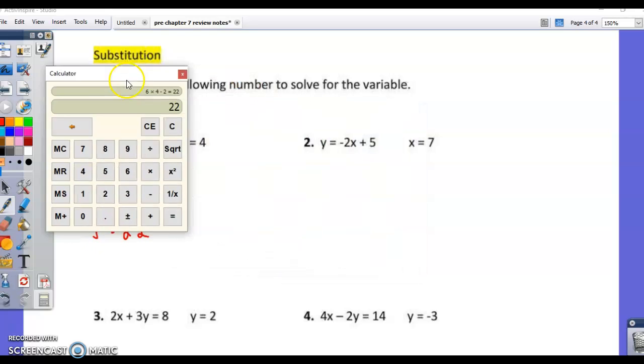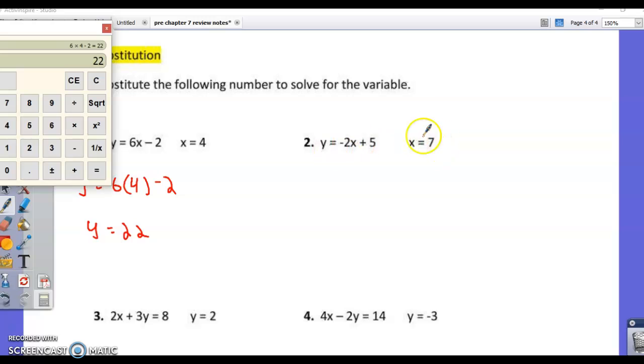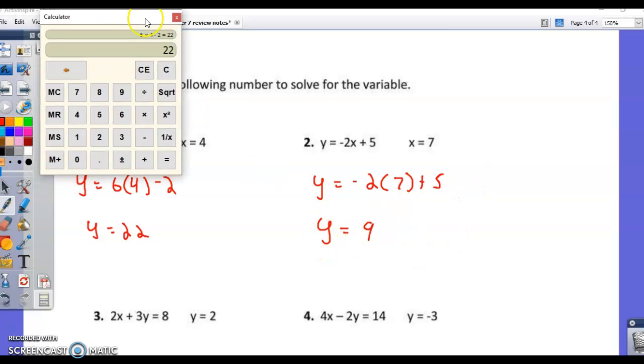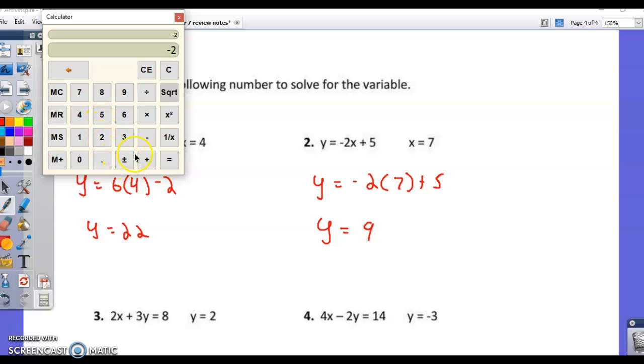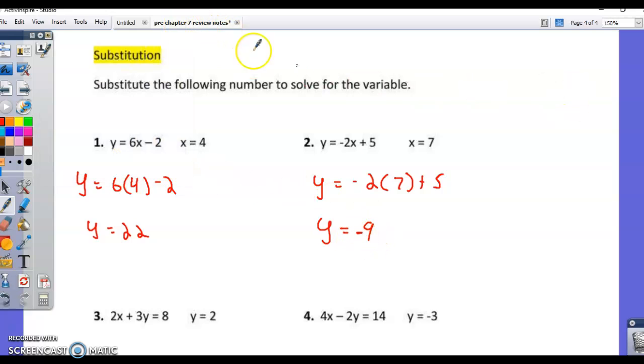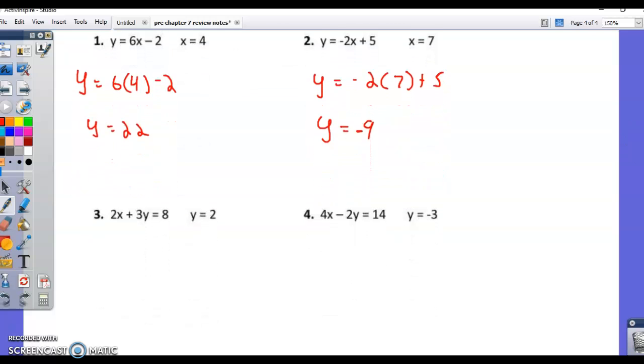All right, so you're substituting it in parentheses each time you see it, and these are, again, pretty basic to start. And then type it in as you see it. This will be negative 14 plus 5, which will give us positive 9 as we type that in. So again, negative 2 times 7 plus 5 equals our, negative 9. So I check it on my calculator.